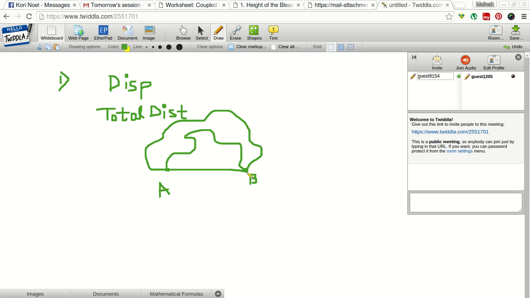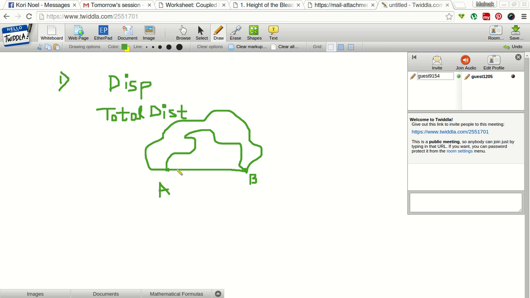Let's say A is your home and B is the library. From your home to the library, there are 2, 3, 4, 5 different roads, let's just assume. Then, depending upon which path you are taking, you'll have different total distance. But the displacement, which is the straight linear distance between these two, is constant, is fixed, right?